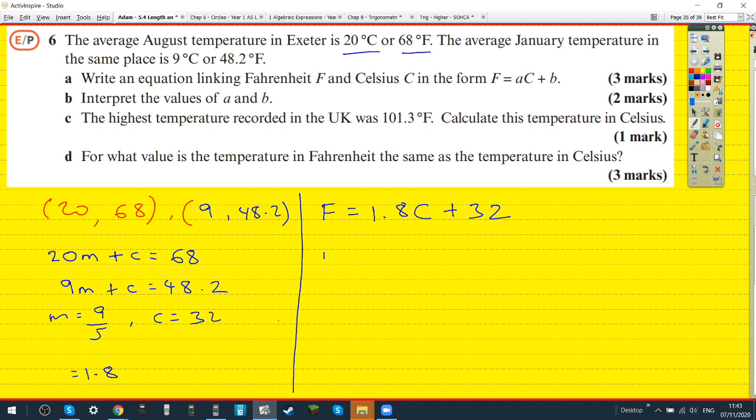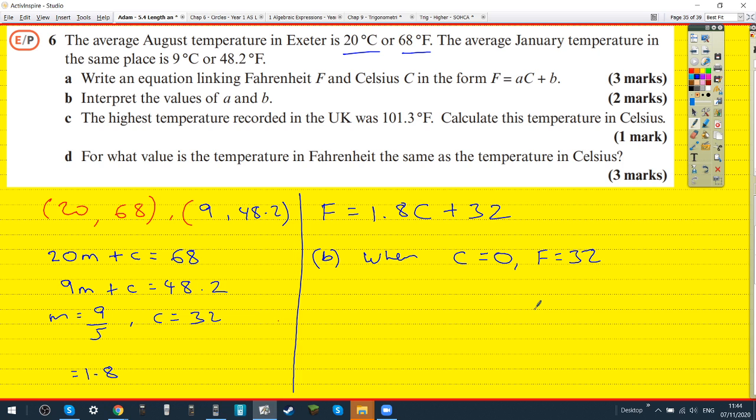Okay, B. So when C equals 0, F is 32. 32 is the F-intercept. Yeah, that's it. So that's the interpretation for 32.